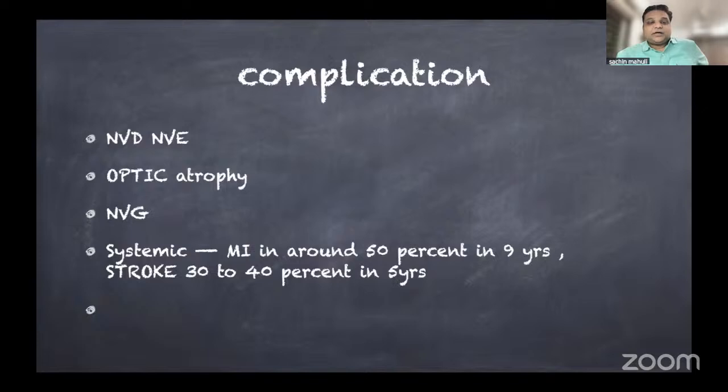Systemic complications, MI. There is a very high chance of these patients developing an MI, as high as 50% in the 9-year follow-up of these patients. They also have a 30 to 40% risk of developing stroke in the next 5 years. So all these are very important. So a prompt referral to a physician, to a neurologist, and the cardiologist is very important, because we are dealing with a systemic disease, which is a thromboembolic phenomenon, which is presenting in the eye.